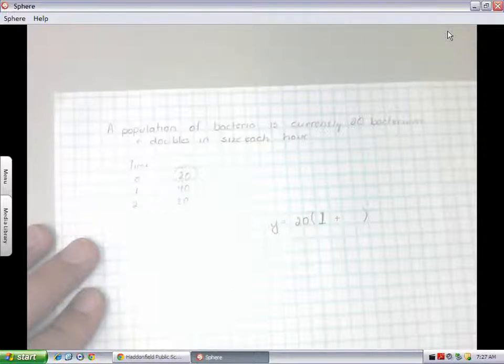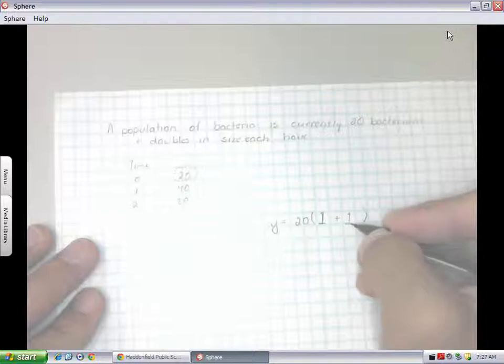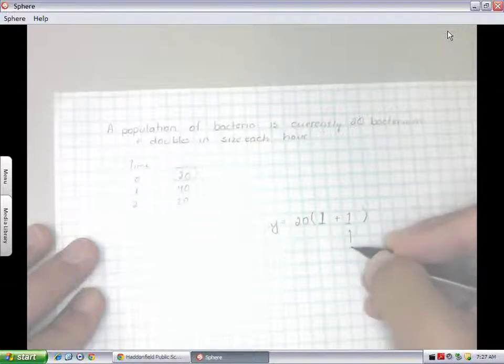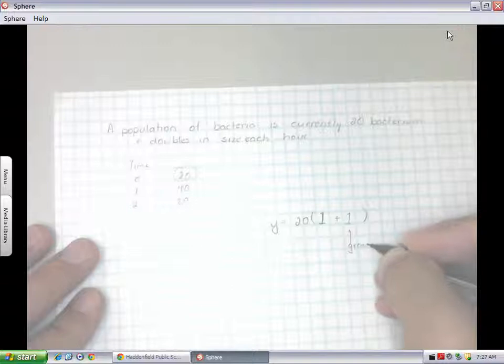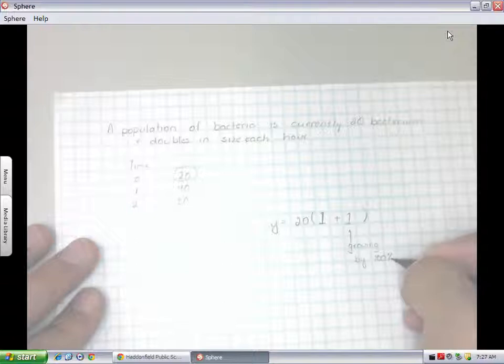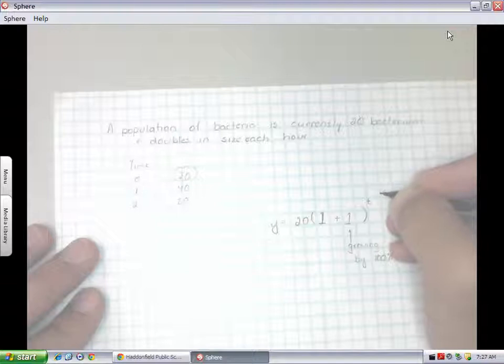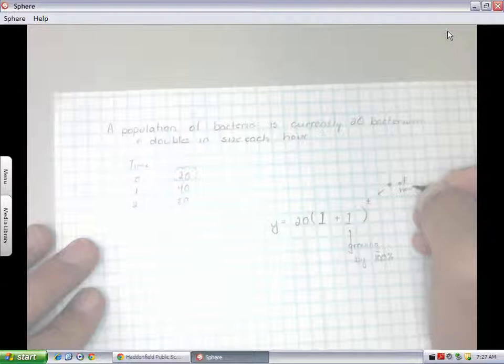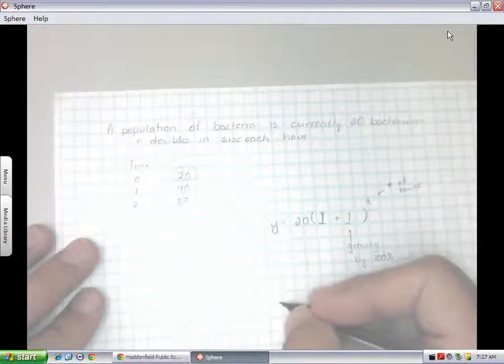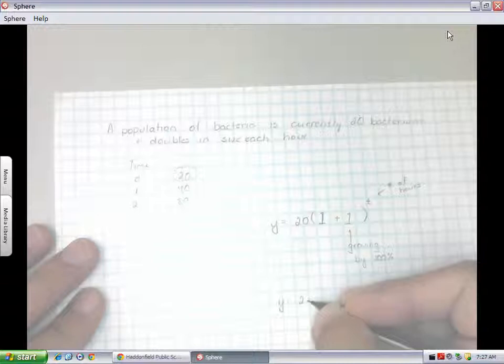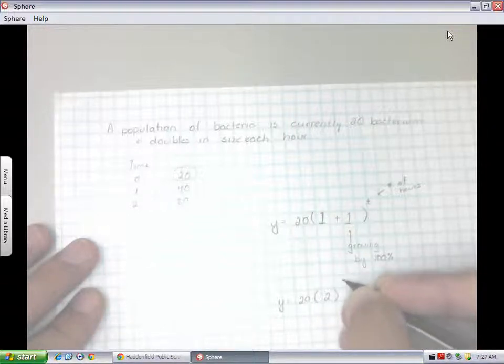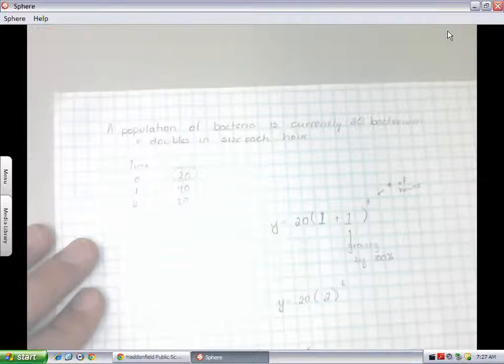So since this population is growing by 100%, I'll add +1. And then the exponent, we can call it t, where t is the number of hours. So taking that a step further and simplifying it, it's actually y equals 20 times 2 to the t power. So notice, growth of 100% is the same thing as a base of 2.